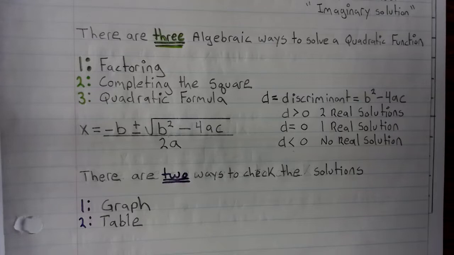Now the discriminant tells us one of three possible things. When d is greater than 0, there's two real solutions. When d equals 0, there's one real solution. And when d is less than 0, there's no real solution, where d represents the discriminant. There are two ways to check the solutions: 1, graph; 2, use a table.